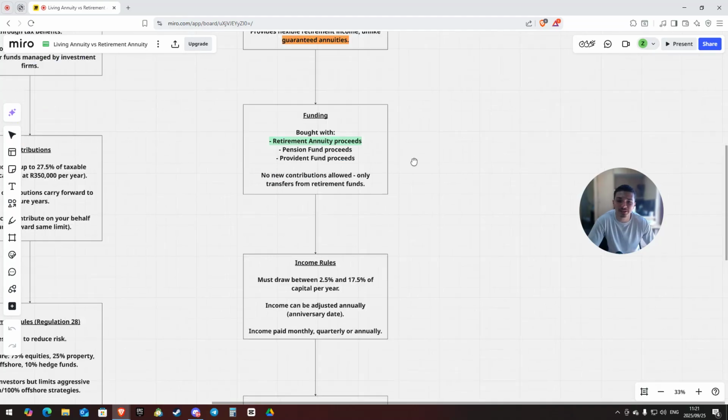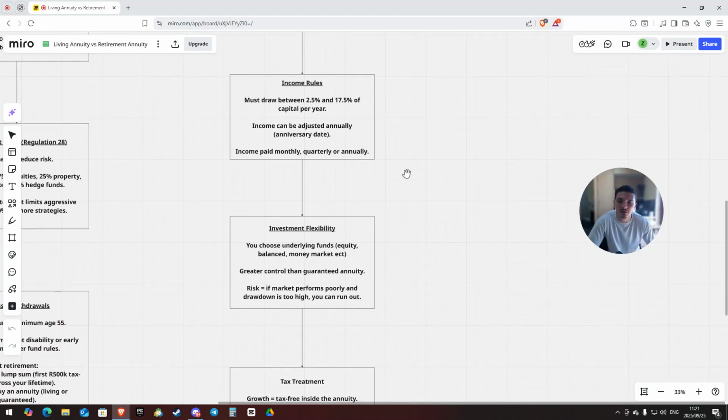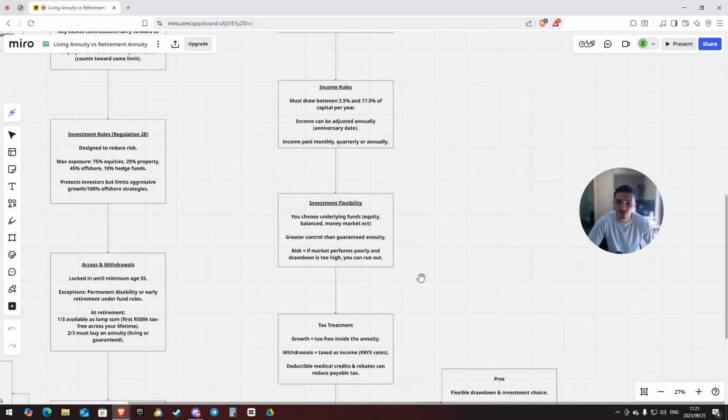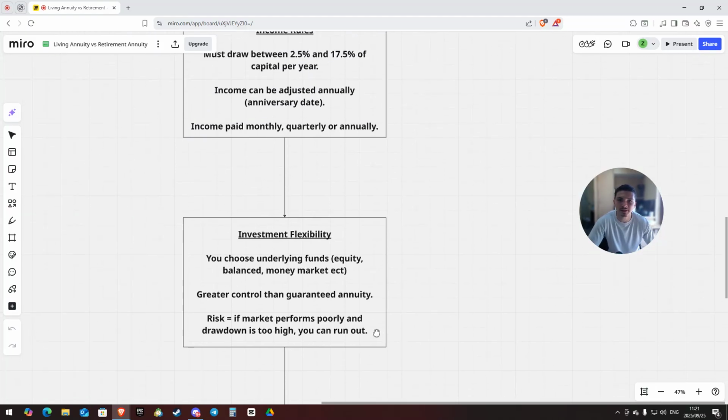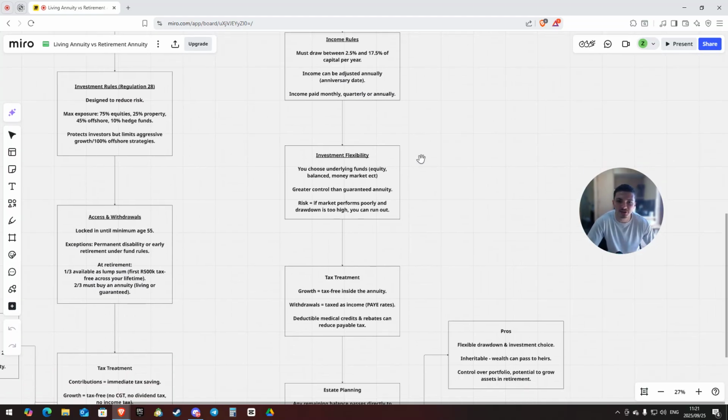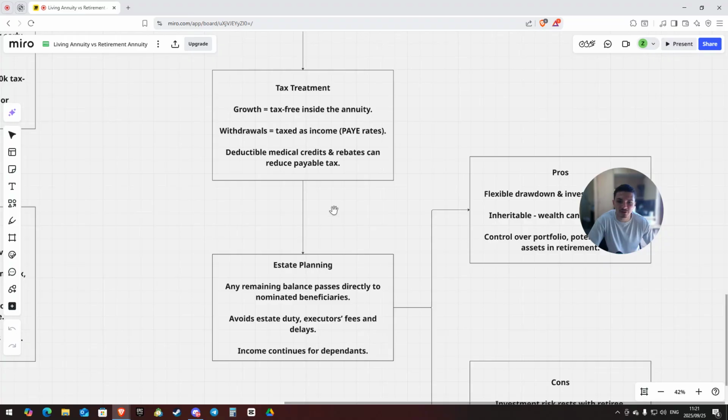And with a living annuity, you obviously get access to your investment choices. For example, if you want to have it in a money market, equity, balanced, whatever the case might be. But bear in mind, you can run out of money and you can face drawdown. Whereas with a guaranteed annuity, you obviously get payments every single month till the day you die. But with a guaranteed annuity, if you die and you still have money left over, you've got no beneficiaries to leave your money behind to.